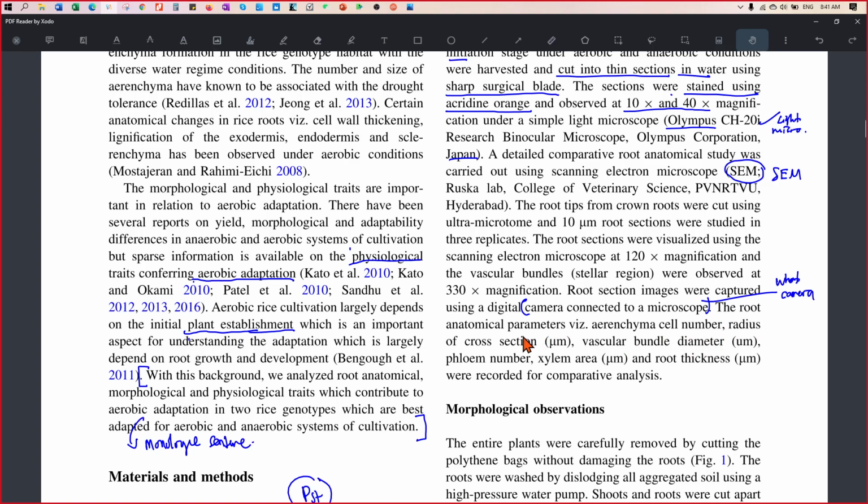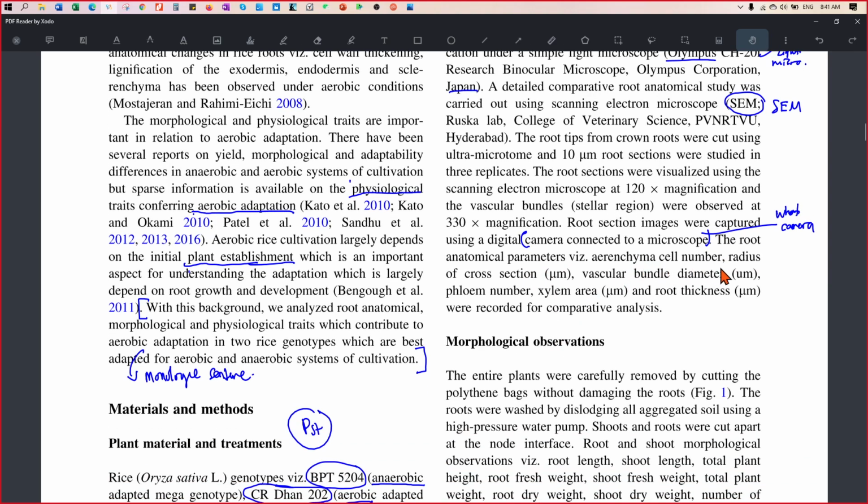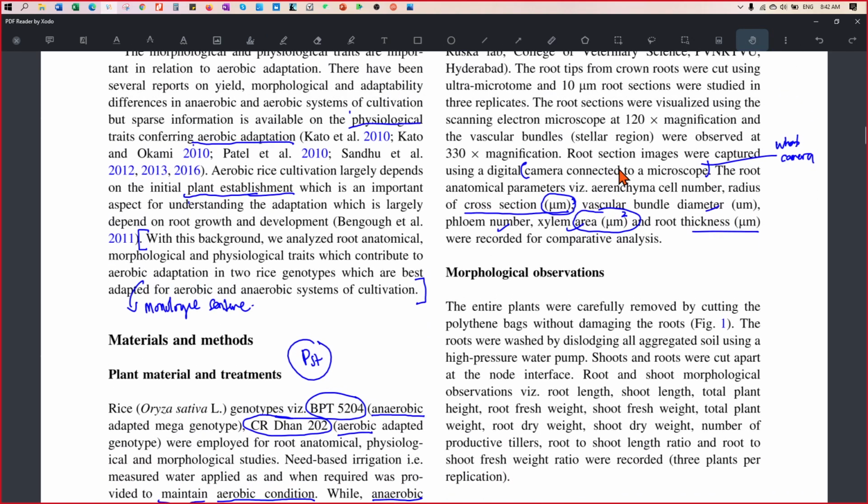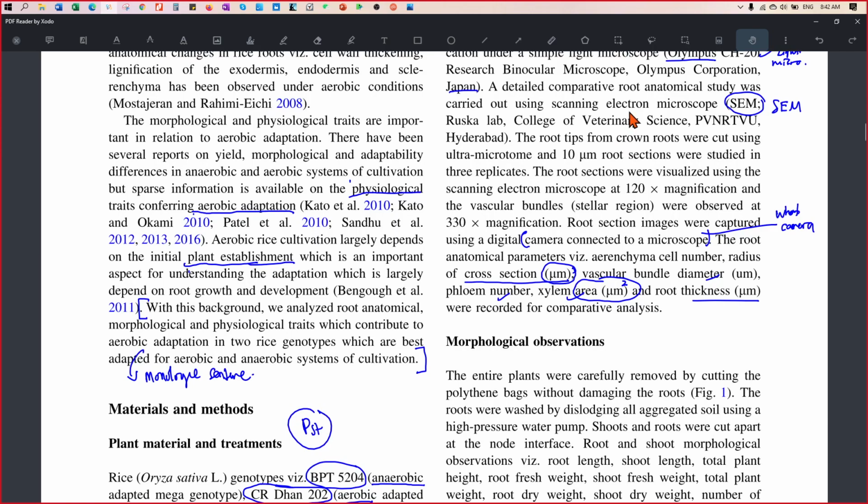All right, and then the root anatomical parameters like parenchyma cell number, cross section. See, not only do they mention the parameters, they also state the unit. So they are very particular about this. Vascular bundle, okay, and phloem number, xylem area. Area, maybe they miss something. This area should be in square micrometer, okay, and root thickness, and recorded for comparative analysis. So more or less we can have a short movie of how they did this.